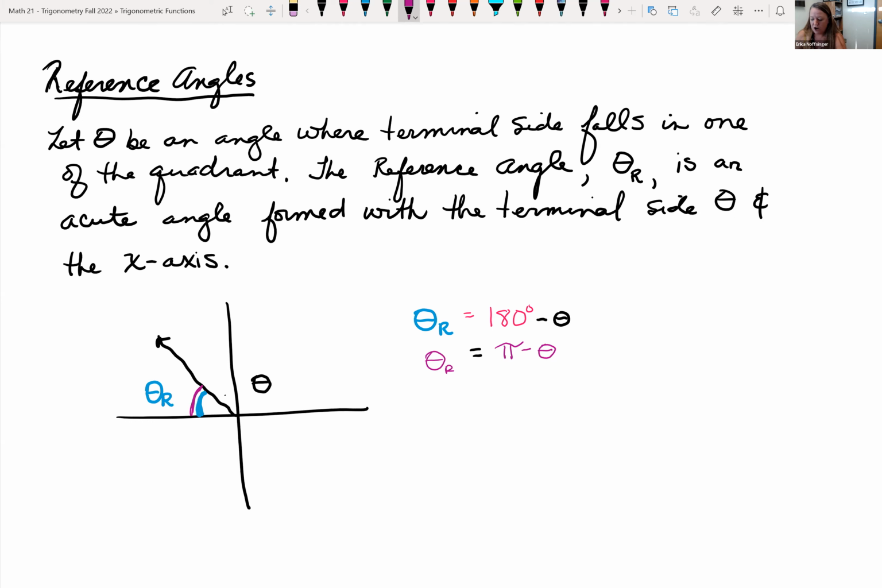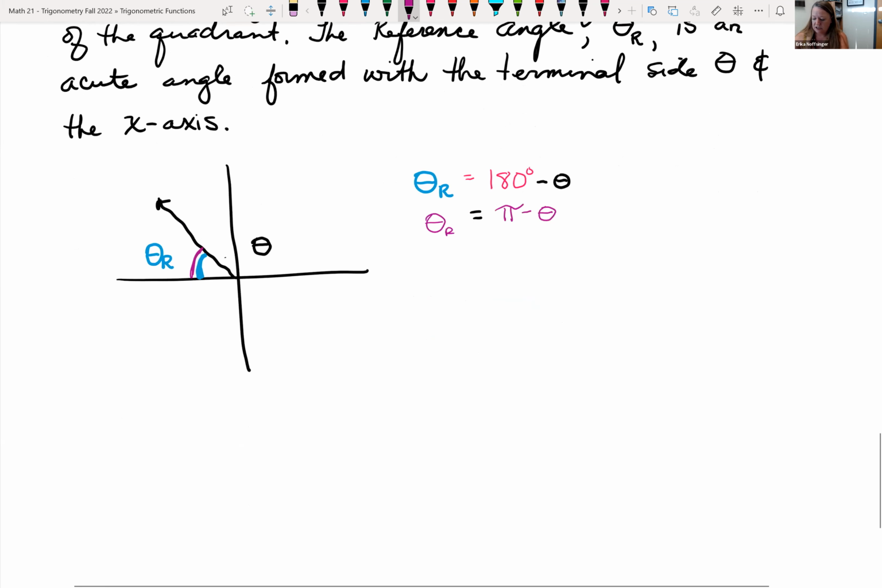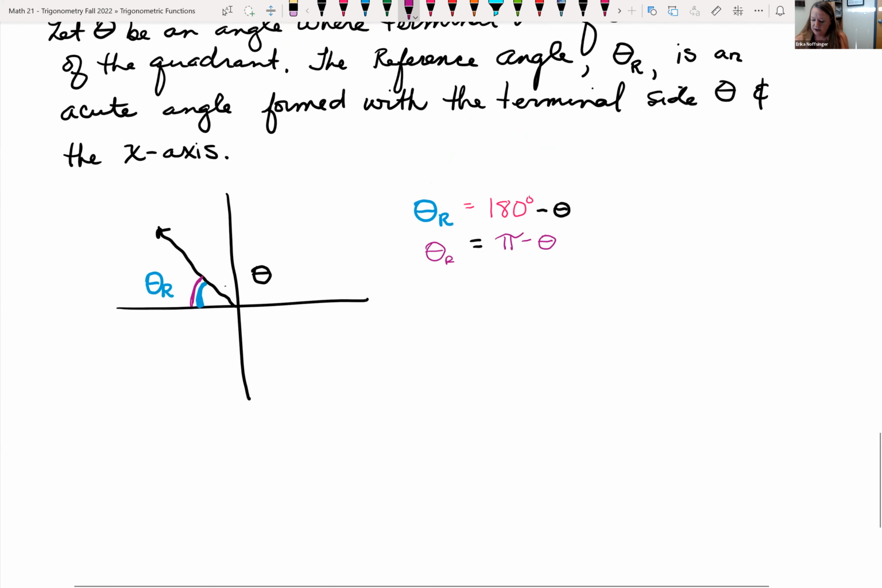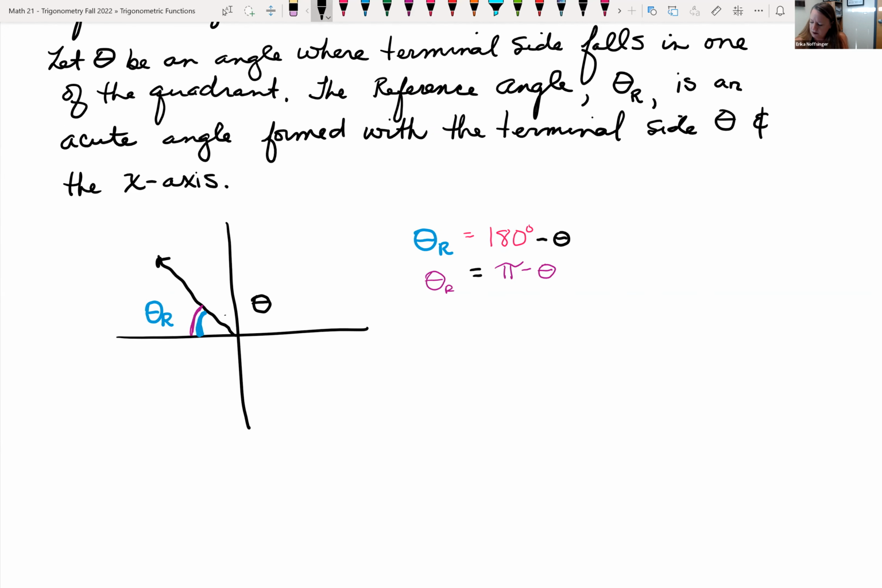So that's if we're in quadrant 2. If our terminal side fell in quadrant 3, let's talk about that for a second. So if we fall into quadrant 3, this is theta, which gets us into the terminal side in quadrant 3. So we want to figure out what our reference angle is. And so our reference angle is going to form with the terminal side and, again, the negative x-axis to make that an acute angle.